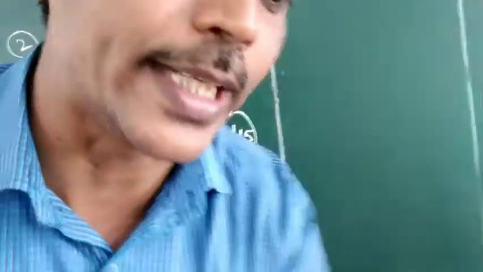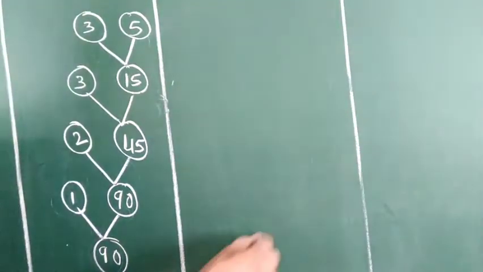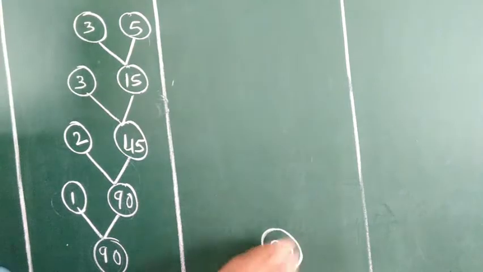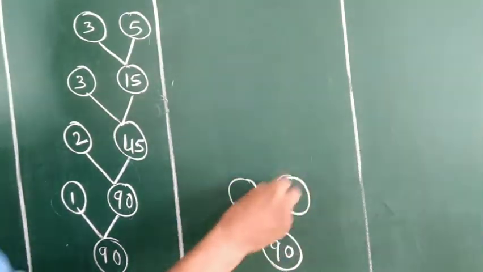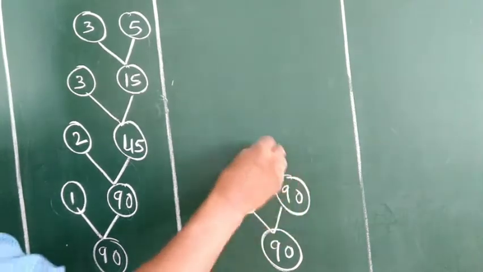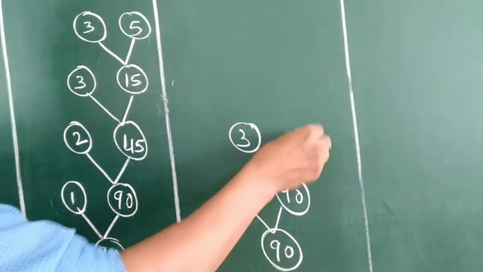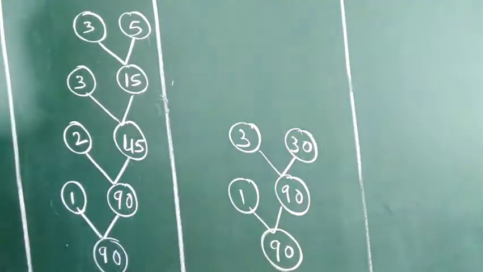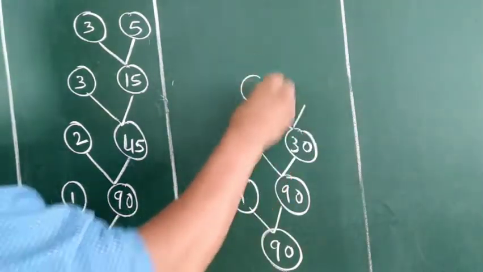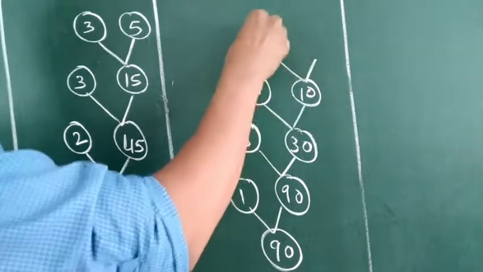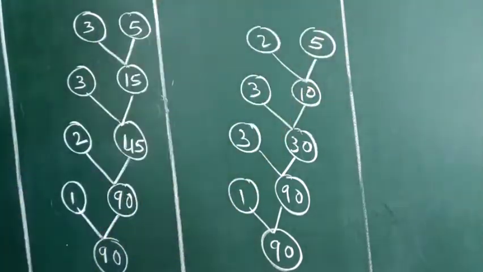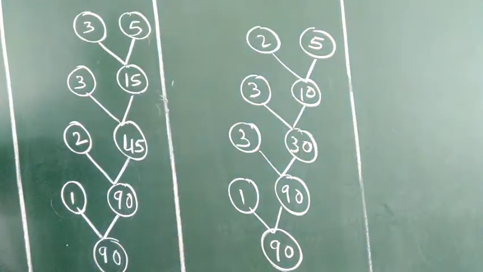Again, the factors of 90, we can find out in a different way. See, 90 is 1 into 90. Then here we can write 3 into 30. Then 3 into 10. And then it is 2 into 5. Like that, again we can find out the factors of 90.